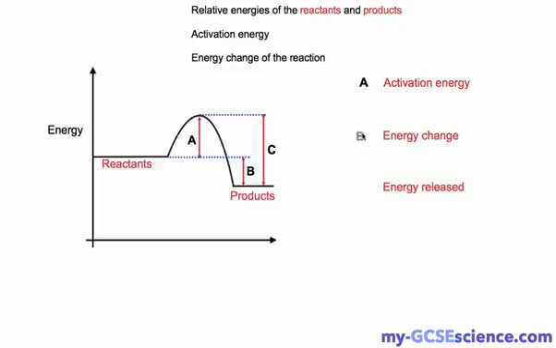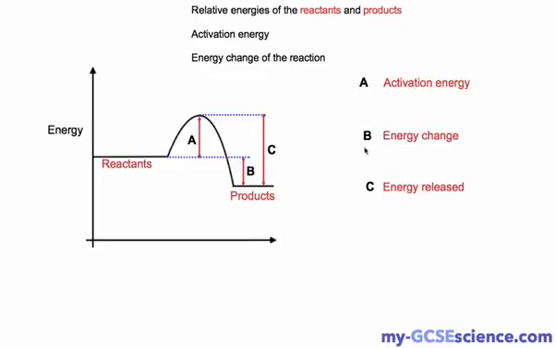B here is the energy change, so that's the difference between the energy used to break the bonds and the energy produced in making new bonds. And the total energy released from this reaction is part C. So if you want to know the total energy released for this reaction, you could look at part C on the graph, or it's represented by part C on the diagram.